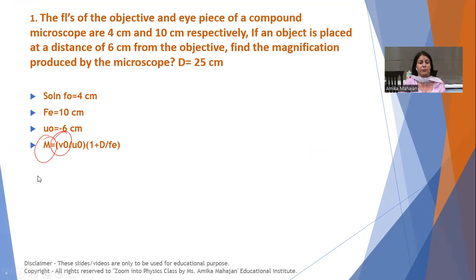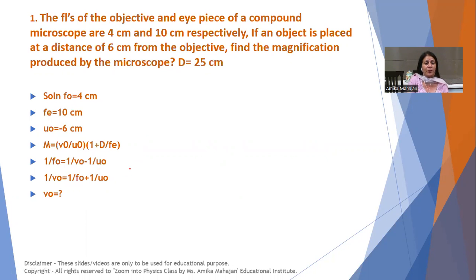V naught is not known, which can be known by using this lens formula. So 1 by V naught will be 1 by F naught plus 1 by U naught. To calculate V naught, put the values. 1 by V naught is 1 by 4 minus 1 by 6. So what I get? 1 by V naught, here LCM is 12. So it will be 1 by 12. So V naught comes out to be 12 centimeter.